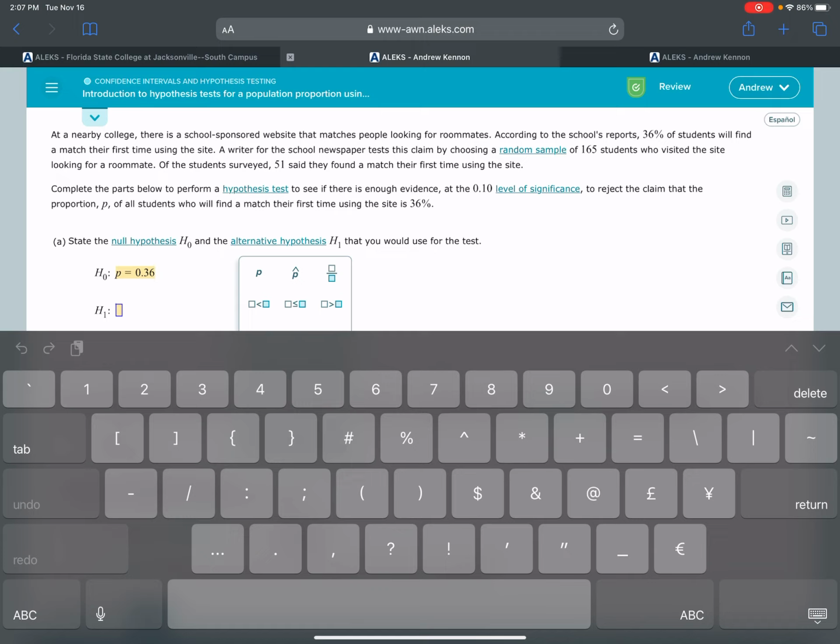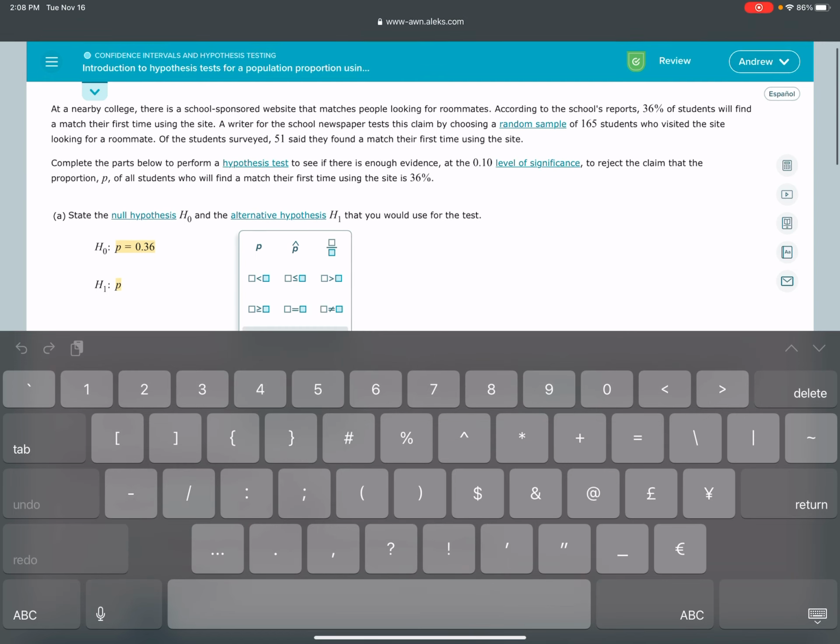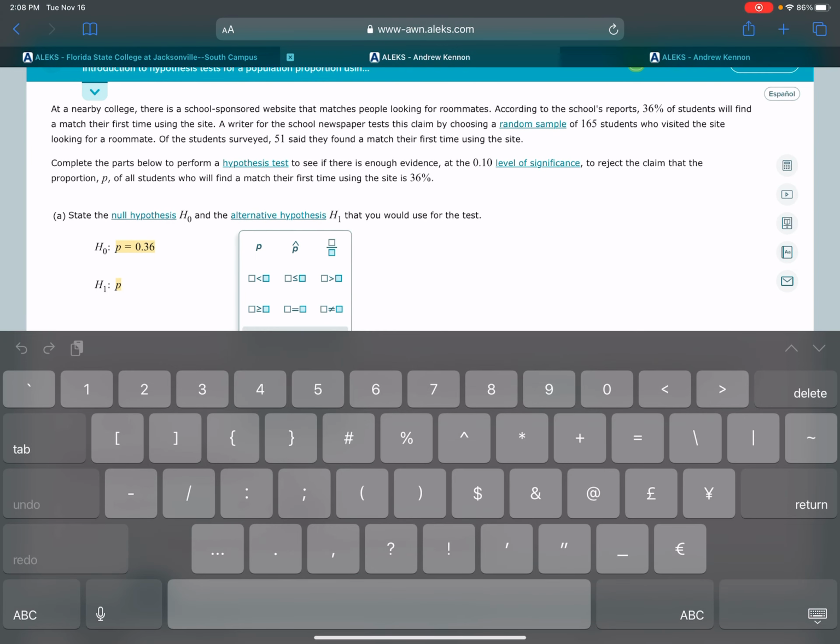We are trying to figure out if there is enough evidence to actually say that it is 36%. So I believe we are just going to do different then. We're going to say it's something different, so we do not equal to 0.36. I do not see the word greater than, less than, or anything like that. So the first one you do here is always going to be equal. The next one is always going to be less than, greater than, or not equal to.